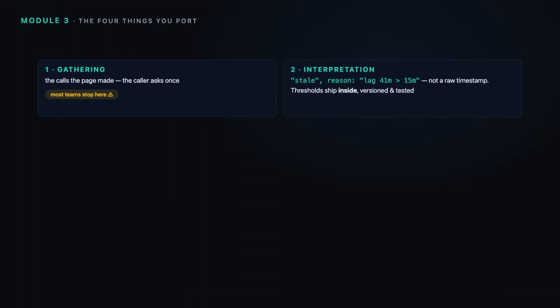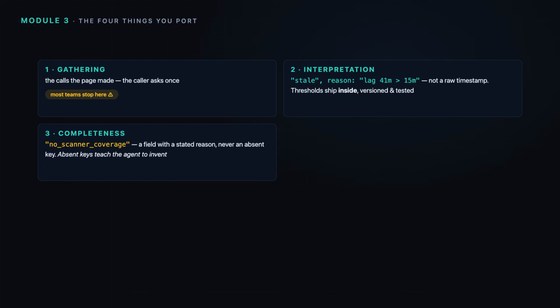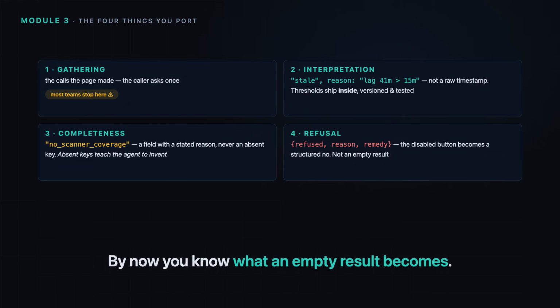Interpretation. Return the judgment, not just the numbers. This source is stale, and here is why. Not a raw timestamp for the caller to threshold on its own. Your thresholds ship inside the tool, versioned and tested, not in the CSS. Completeness. Missing data is a field with a stated reason, never an absent key, because absent keys teach the agent to invent. And refusal, the disabled button becomes a structured no, the precondition that failed, the reason, the remedy, not an empty result. By now, you know what an empty result becomes.